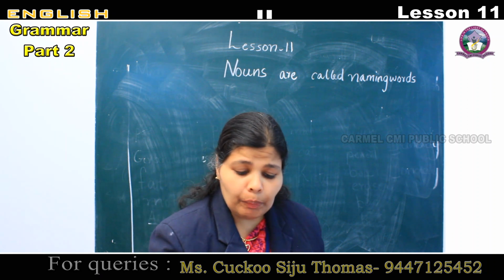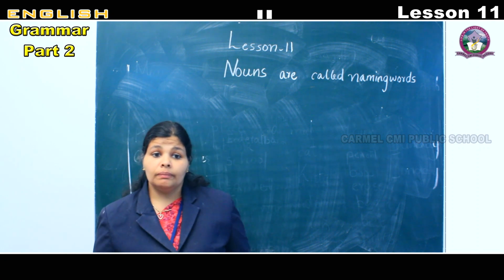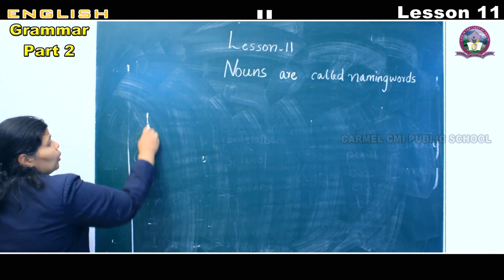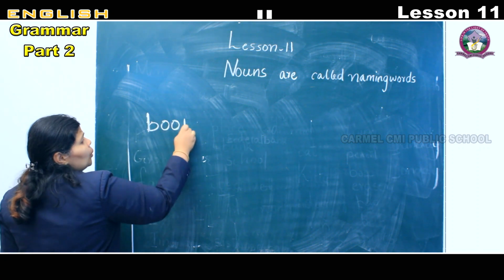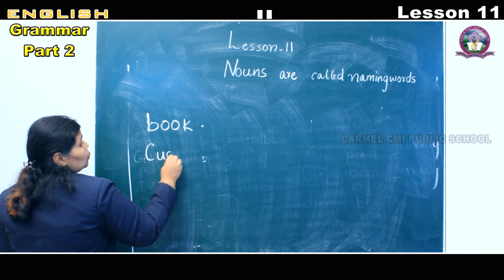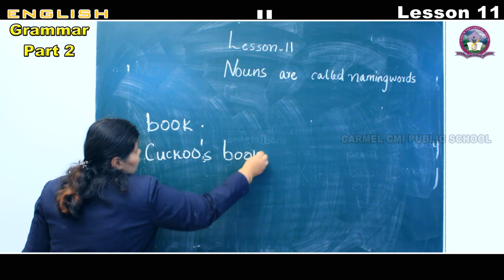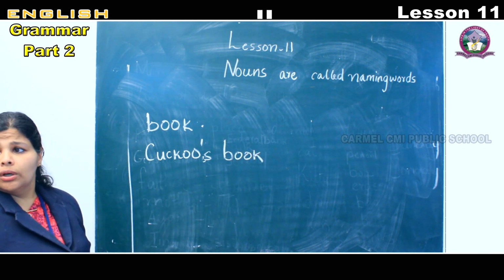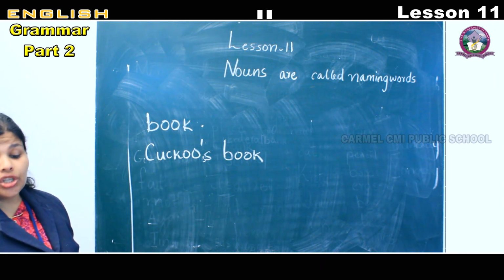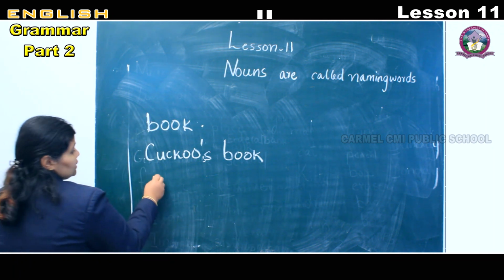Now, when I keep the book on the table, it can be anybody's book. But when I mention Cuckoo's book, you don't know whose book it is if I just say book. But if I say Cuckoo's book, now you know who is the owner of that book. Who is the owner of that book? Isn't it? So it shows the ownership.